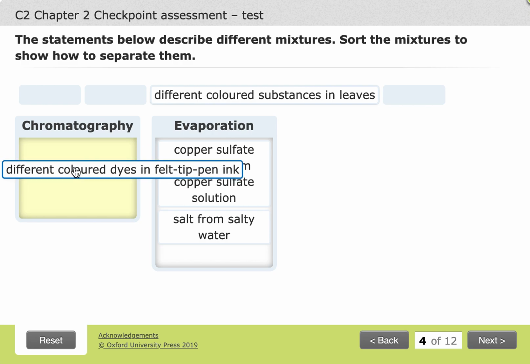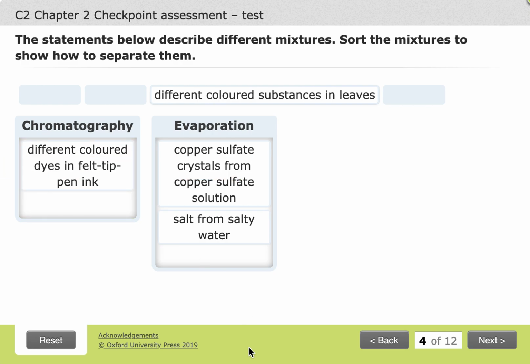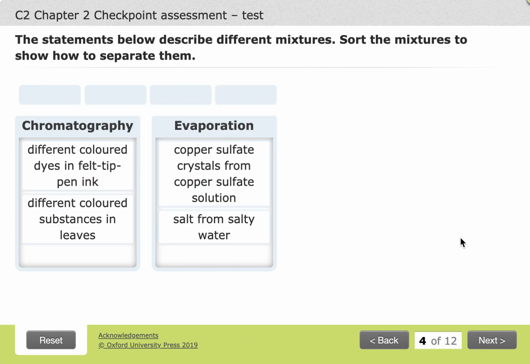Chromatography is a very well-known experiment, one that we use to separate the different coloured dyes in a felt tip pen. So for example, black will separate out into various different colours, orange will separate into different colours, and so on. We can also do the same thing for different coloured substances in leaves. Those are pigments in our leaves, which uses the chromatography paper and a solution, a solvent, which allows them to travel up the chromatography paper to produce a chromatogram.